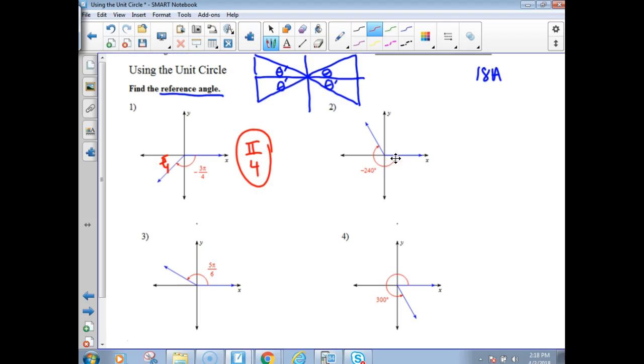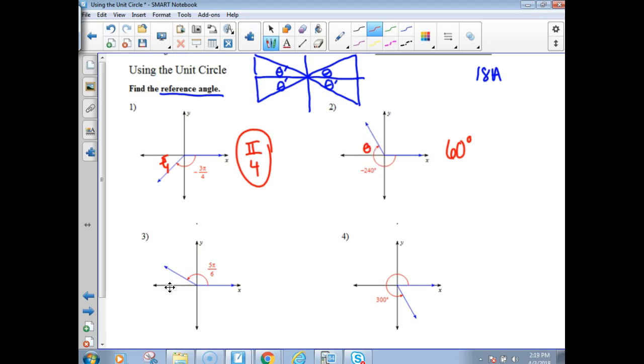This is negative 240 terminating in quadrant 2. The reference angle is right here. How big would that angle be? Well, if you went and added 180, you'd get negative 60, but we don't ever write a negative answer. We say the reference angle would be 60 degrees. Everybody understand where I got 60?